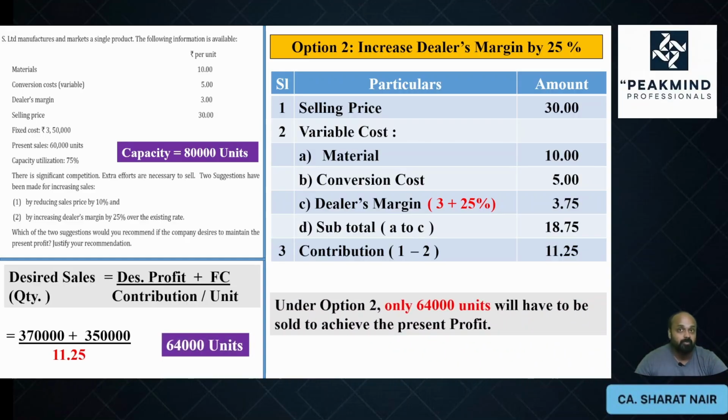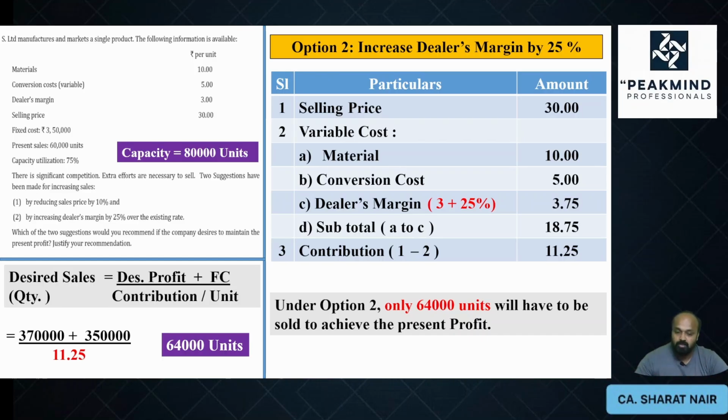Now, what do we mean by this? Under the second option, if I increase my dealer's margin by 75 paisa, they are saying you need to sell 64,000 units to earn the same profit which you have earned by selling 60,000 units. So I just need to sell 64,000 units under option 2, which means I don't need to sell my entire capacity.